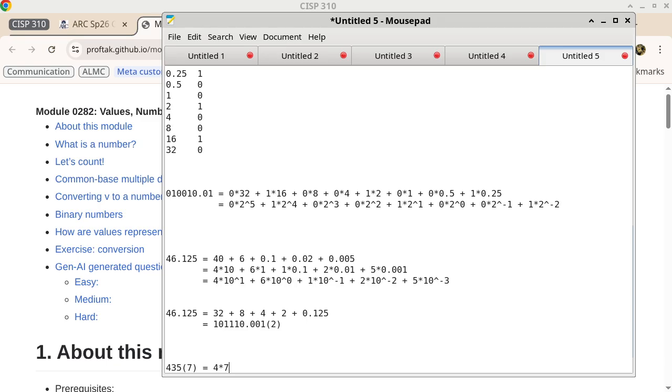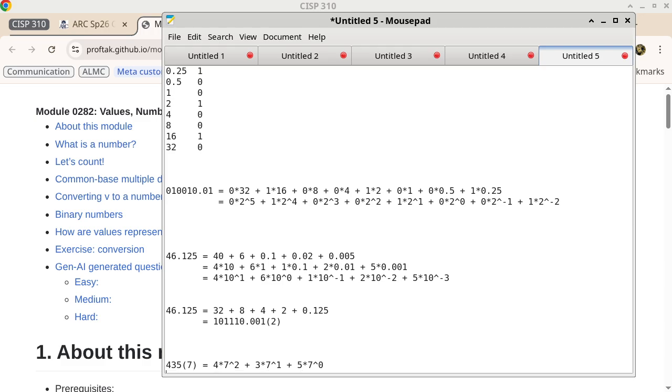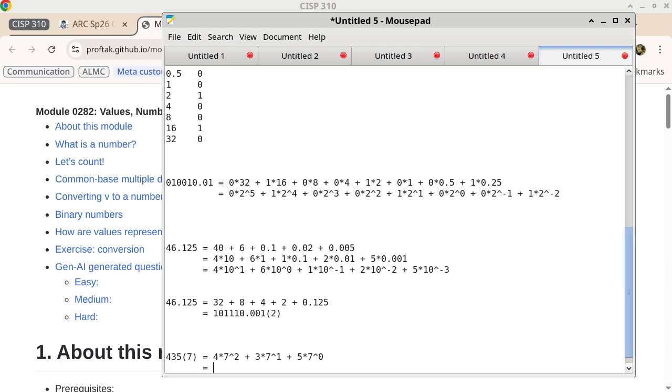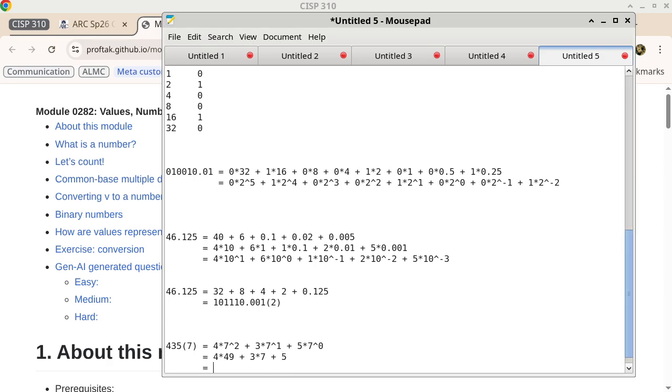to the power of 2 plus 3 times 7 to the power of 1 plus 5 times 7 to the power of 0. Okay, so now we can actually work it out, right? It's 4 times 49 plus 3 times 7 and then plus 5. So now we have, let's see, this is going to be 196 plus 21 plus 5.